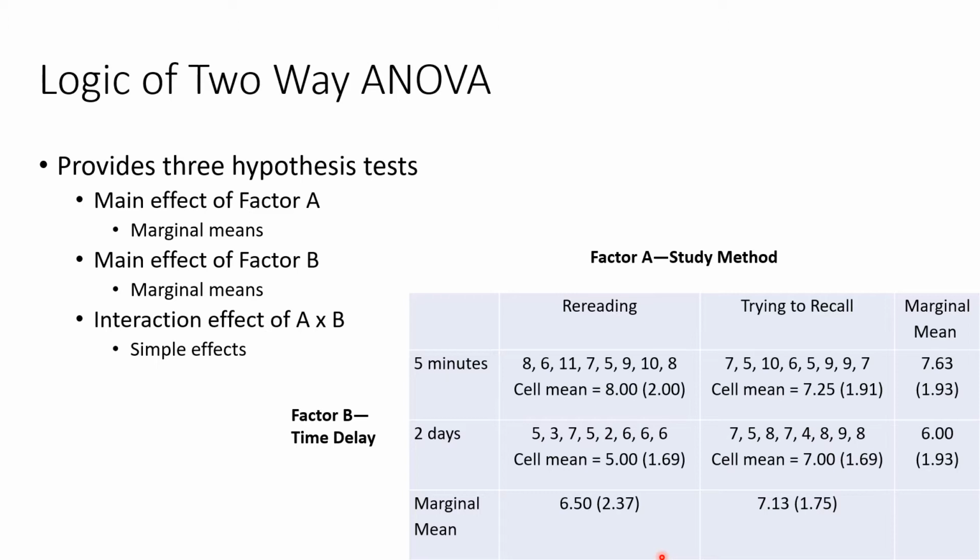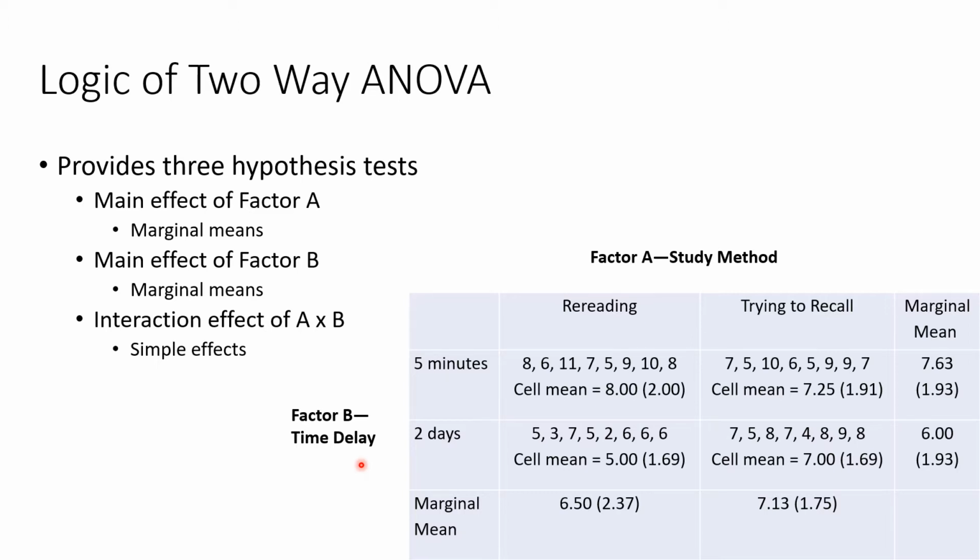Another test is going to be the main effect of factor B, or the effect that time delay has on exam scores. And then finally, the interaction. How do study method and time delay interact to affect exam score?